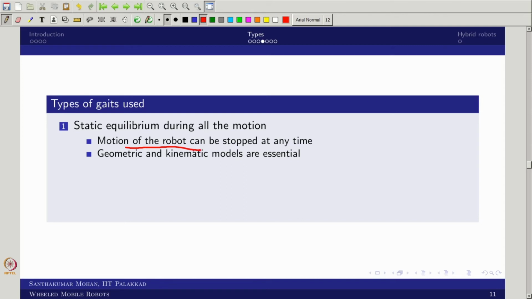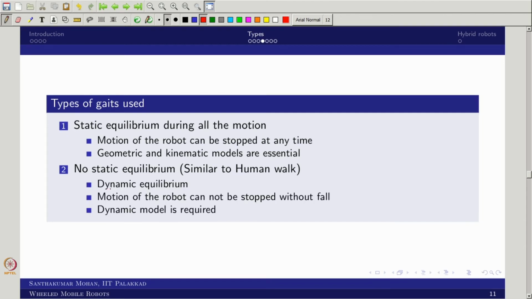If I am thinking about static gait, you can use both forward and inverse kinematic models, including differential kinematics, that are essential and sufficient also. But in the other case, the no static equilibrium, or the other way around, the dynamic equilibrium, which is very similar to human walk, if you stop, the humanoid will fall. That is the biggest issue. It is dynamic equilibrium, but the problem is the motion of the robot cannot be stopped without a fall. You would have seen several fall videos of humanoids. When you stop, it suddenly falls.